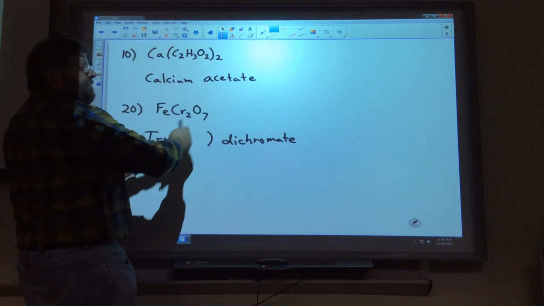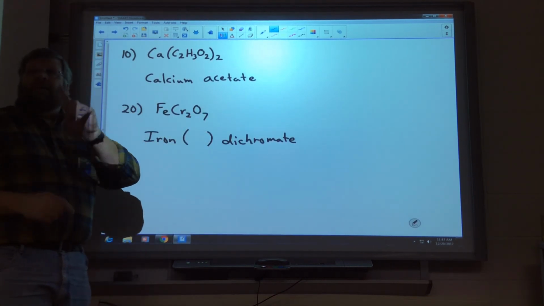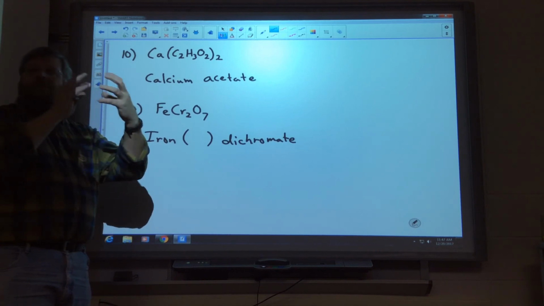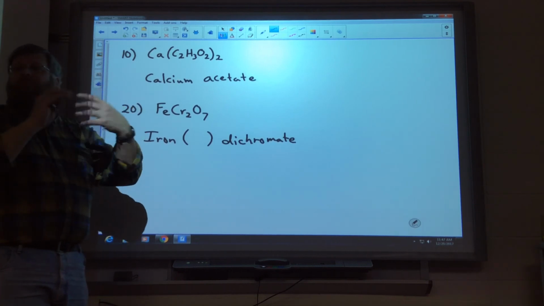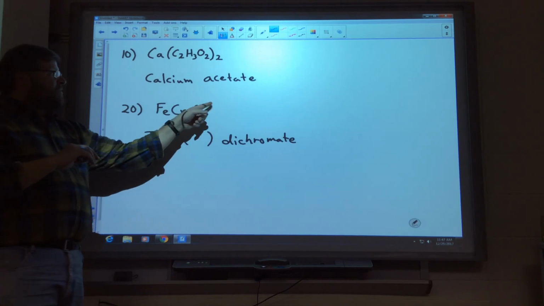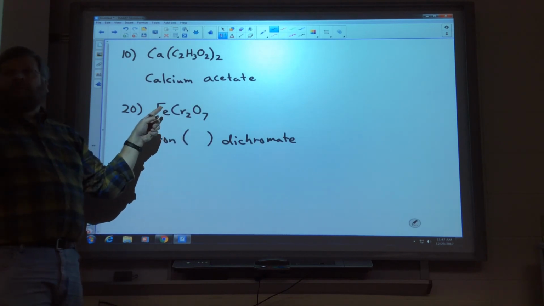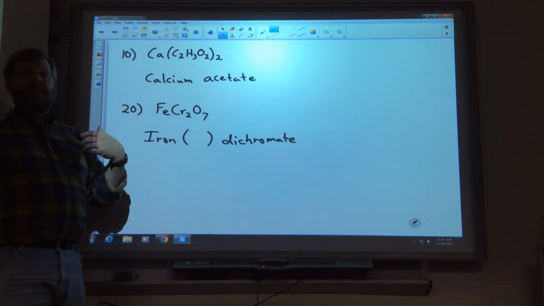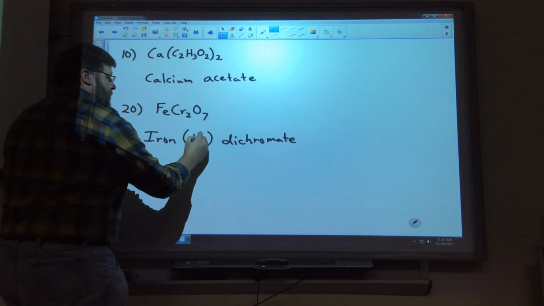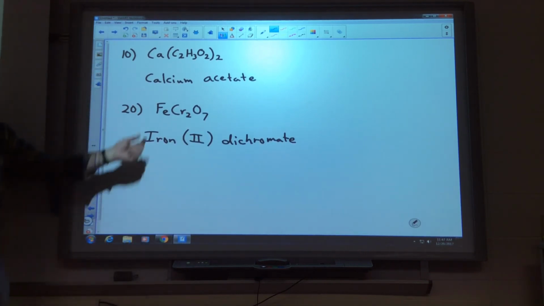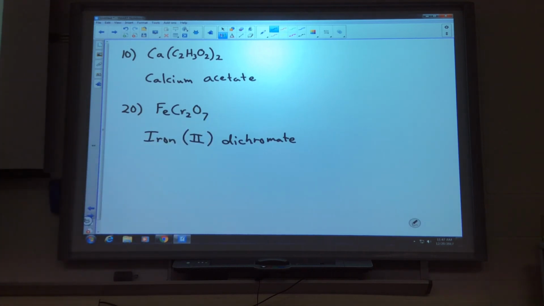And I have no parentheses here, so that means there's only one of them present. I only have one dichromate package contributing to the charge that needs to be canceled out. So I got a 2- here. I only have one iron, so that means the iron must be +2, because I have to have a +2 to cancel out my -2. So that would be iron 2 dichromate. Cool. Any other ones you have a question about? Any ones on the back or anything?